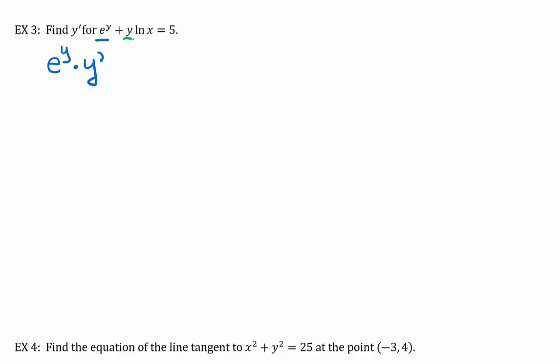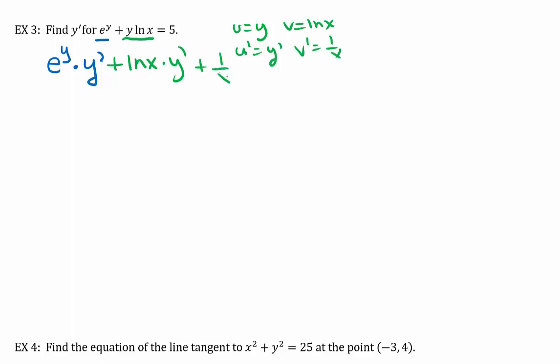The second term, y ln x, is a product. I'm going to let my u equal y, and my v is ln x. So u prime is y prime, and v prime is 1 over x. Using the product rule, I'm going to get u prime times v, so plus ln x times y prime, plus v prime times u, so that's 1 over x times y. And then we've got an equals 5. 5 is a constant, and so the derivative of 5 is 0.